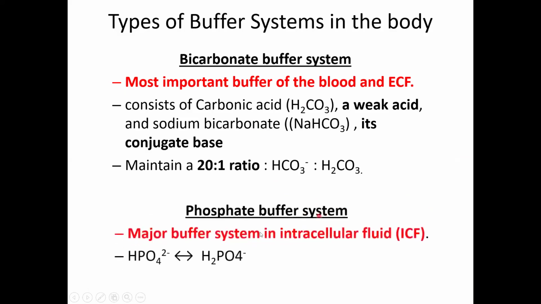Another system is the phosphate buffer. It is the major buffer in intracellular fluid, in extracellular fluid and blood. The most important buffer is the bicarbonate buffer. The phosphate buffer is the buffer of ICF. It is also maintained and it is made up of phosphoric acid, a weak acid, and biphosphate ions.